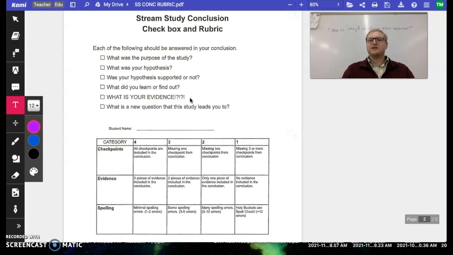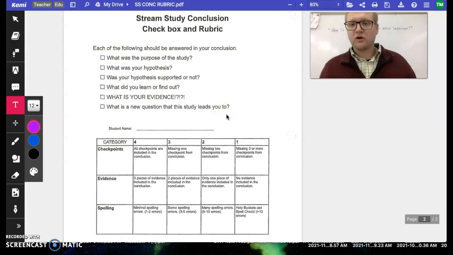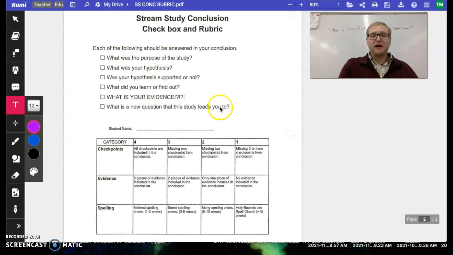And finally, what is a new question that this study leads you to? So science doesn't just end, right? After we learn something, it usually helps us come up with some more questions. So what I want you to do is figure out a new question that we could investigate for a new study. Is this something that leads you to think about something else? What could we investigate now?